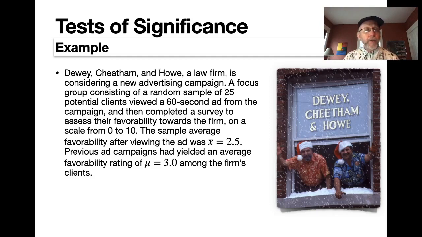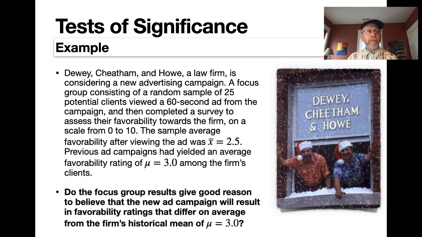Previous ad campaigns had yielded an average favorability rating of 3.0. So we're going to consider that a population parameter, right? Based on the knowledge they have about their favorability up until this new campaign started. So the question we want to ask is, do the focus group results give us good reason to believe that the new campaign will result in favorability ratings that are on average different from the firm's historical mean of 3.0?